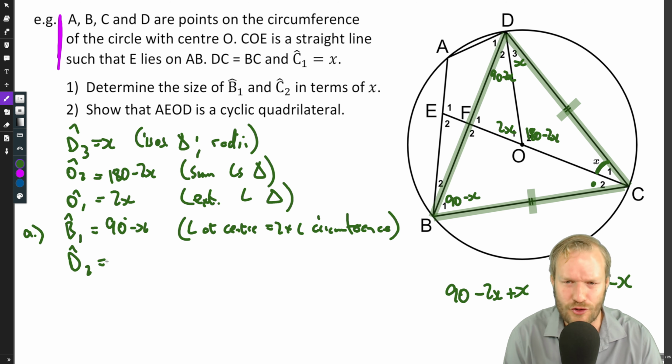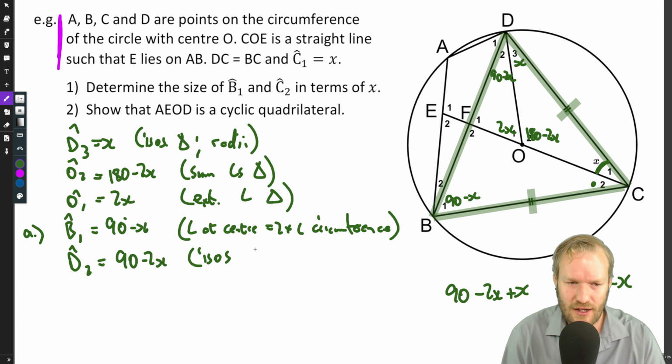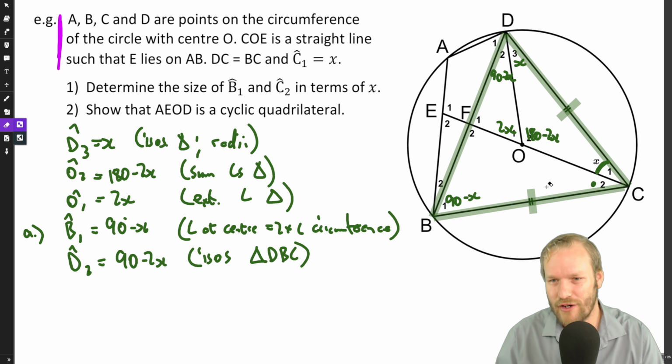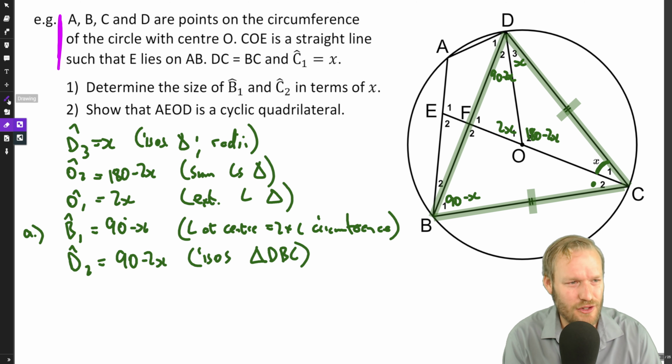Right, let's just capture this. Now, you may have gone a different route, but as long as every statement has a good geometric reason and you've gone in order, then we're good to go. So that's 90 minus 2x, and I used that isosceles triangle DBC. You don't have to say which isosceles triangle you're using, but that does help clarify a little bit. I'm not going to rub out that triangle just yet, because that's probably going to help us find C2, because in the triangle itself, all the angles must add up to 180.